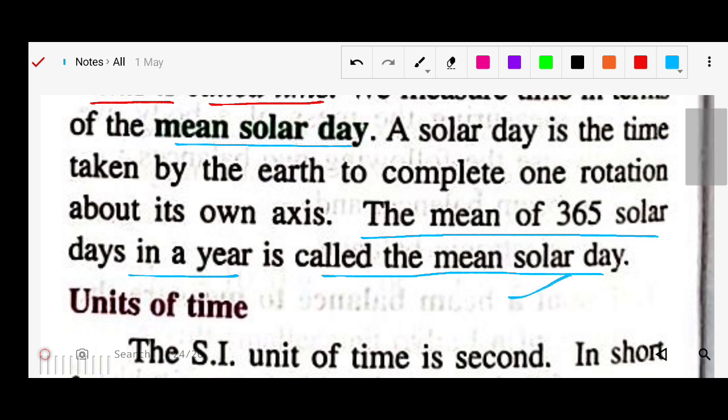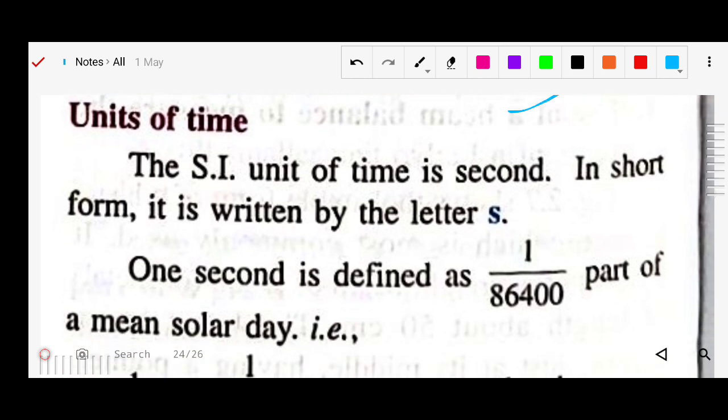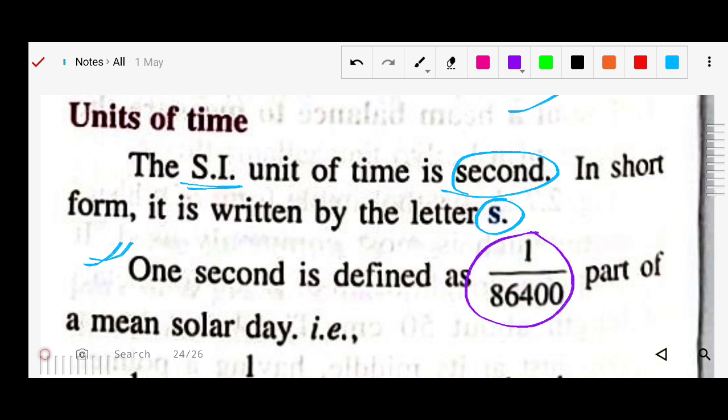Now next is the unit of time. The SI unit of time is second. In short, we write it with a small s. Now how do we define 1 second? Exactly what is 1 second? 1 second is defined as 1 by 86,400 part of a mean solar day.